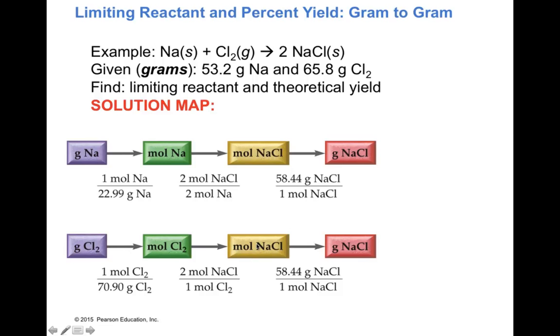And finally, we turn that moles of sodium chloride to the mass of sodium chloride by using the molar mass of sodium chloride. Okay, so once we determine how much we produce of sodium chloride here and sodium chloride here, the smallest amount will determine which one of these is the limiting reactant.